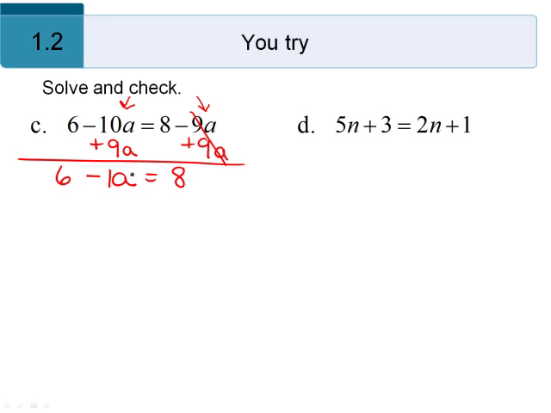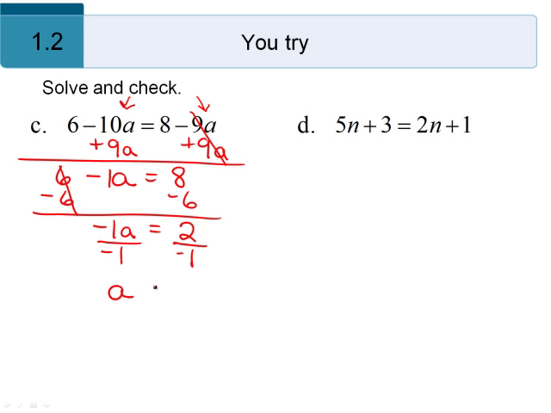Now we need to get the 1a by itself, get that variable term, because we moved the variables to the left, so I'm going to move this constant, this 6, to the right. I'm going to subtract 6 so that those cancel, the 6's cancel, and I have negative 1a equals 8 minus 6 would be 2. And then your last step, you need to get rid of that negative 1, and since it's multiplication, you're going to divide by negative 1. So a equals negative 2. Okay?